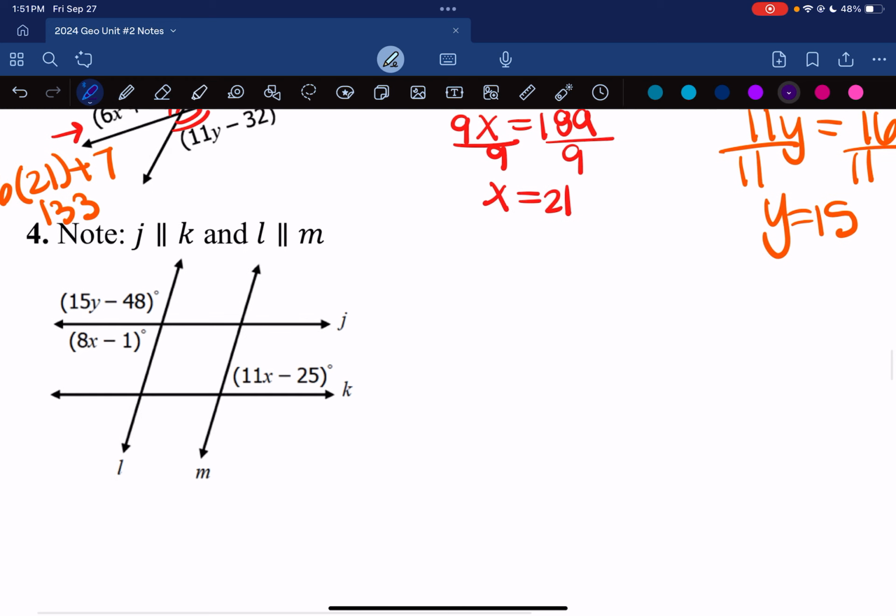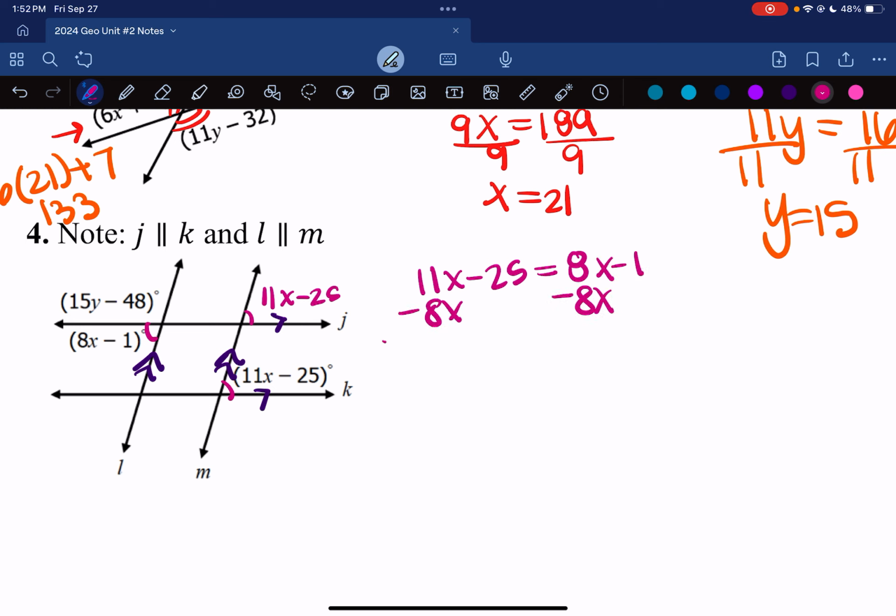Okay, our last one. So this time it tells us J and K are parallel and L and M are parallel. So we have something kind of cool happening here, because if we look, these two angles are not related at all. But because of the double set of parallel lines, this angle up here is also 11x minus 25. And now those two angles are related, just because of that double set of parallel lines. So we would have 11x minus 25 equal to 8x minus 1.